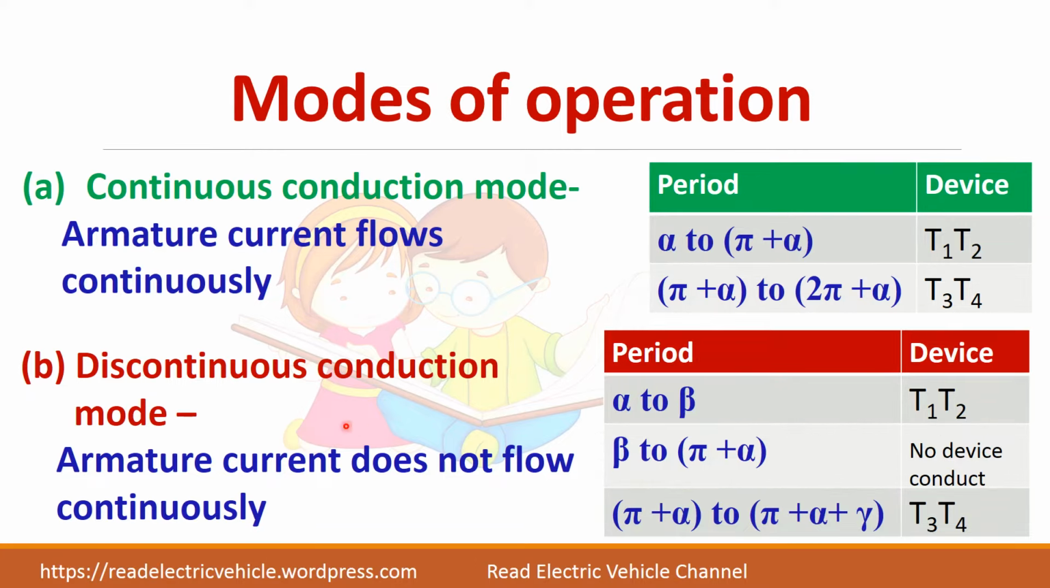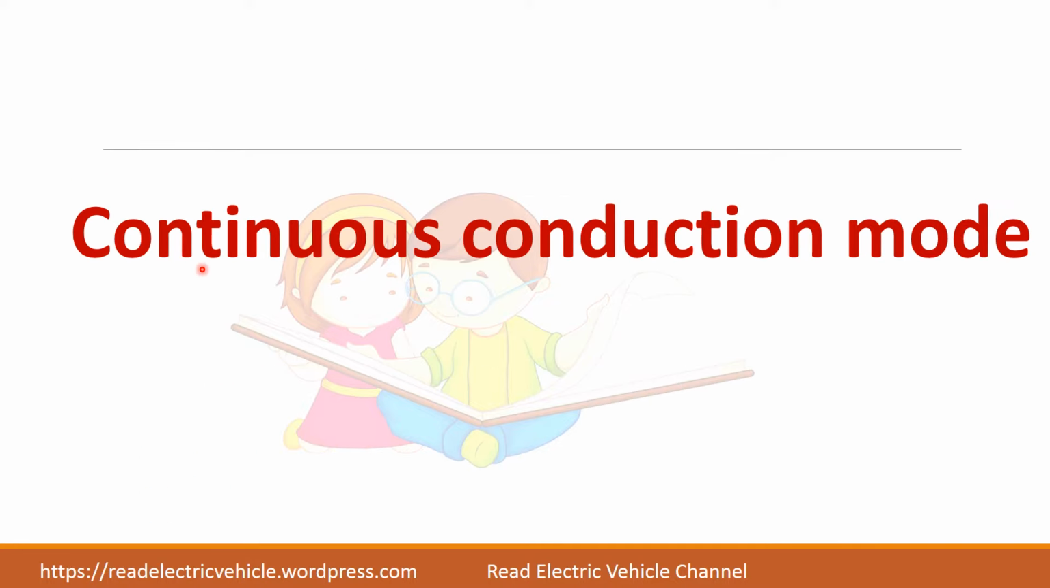Whereas in the discontinuous conduction mode, from alpha to beta, 2 devices will be in conduction, and for a small period beta to pi plus alpha, no device will conduct. That is, there will be a period for which there will be no armature current. In such cases, we call it a discontinuous conduction mode. First we will see the continuous conduction mode.